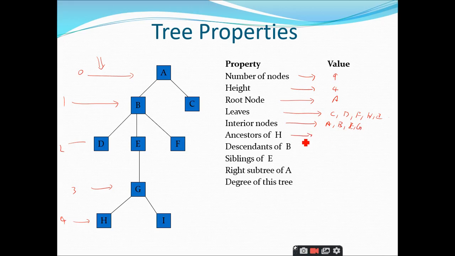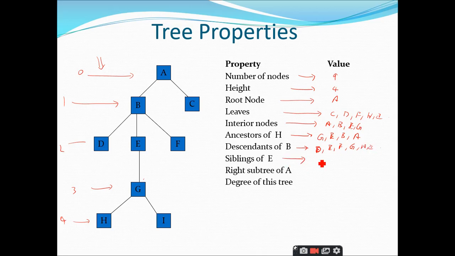What are ancestors of H? Ancestors means parent, grandparent, and so on. G is the parent, E is the grandparent, B is the grandparent, and A is the grandparent, right? So what are the descendants of B? Children, grandchildren. D, E, F are the children, right? And grandchildren are also there for E, that is G and H and I.